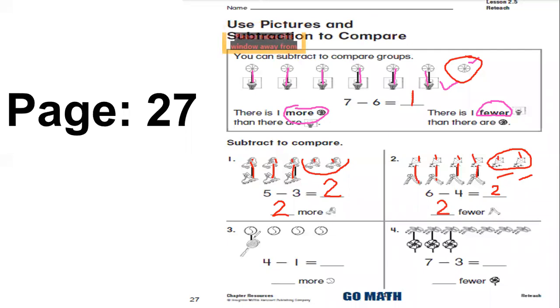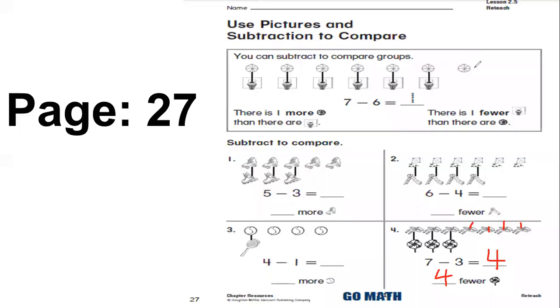Now, question number 3, we have the ball and the bat. Now look, you have to find more. How many more balls do you have here? So that gives you 4 minus 1. Now let's move on to the next page.